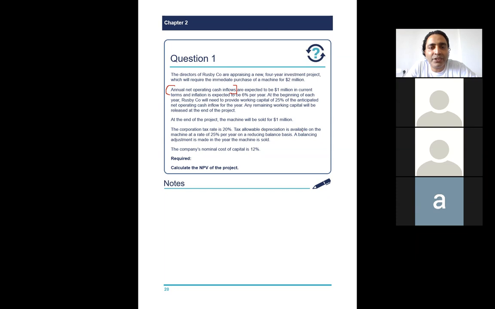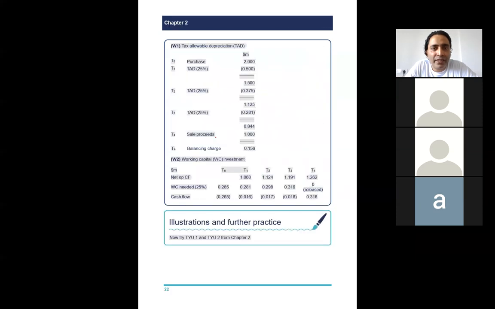Okay, tax allowable depreciation is available on the machine at a rate of 25% per annum on a reducing balance basis. What is the investment? 2 million. So 2 million worth of machine, it's a non-current asset, which you will have to depreciate every year at the rate of 25% reducing balance, not straight line, but reducing balance. So first thing, in almost all the case studies related to investment appraisal, you'll have to prepare this working note, which you are seeing on the screen right now.